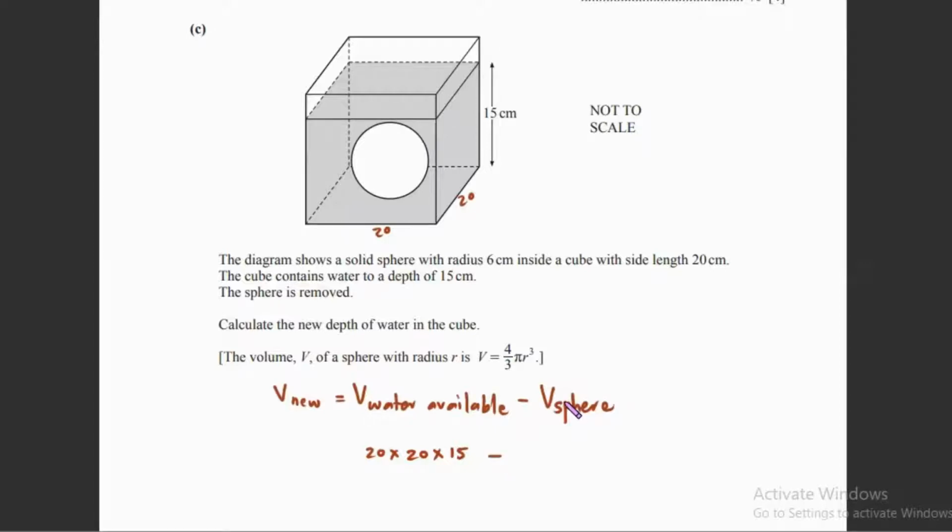And from this, I need to deduct the volume of the sphere. So the volume of the sphere formula is 4/3 pi r cubed. That's going to be 4/3 times pi times the radius of the sphere. The radius of the sphere is given to us as 6. So this distance is 6. So it's going to be 6 cubed. So now we are going to put this in the calculator and see what's the new volume.